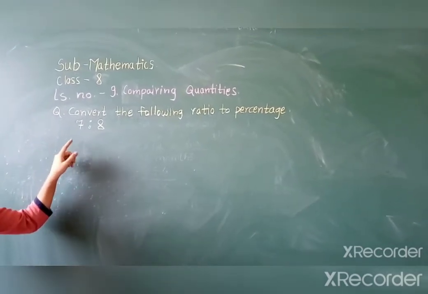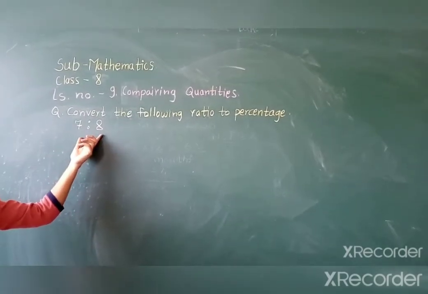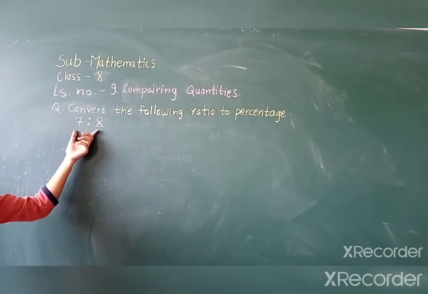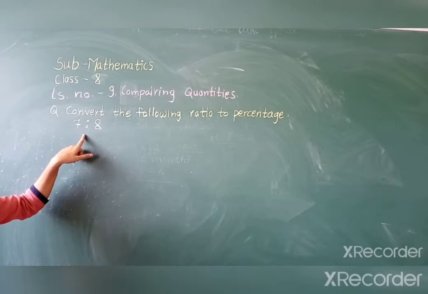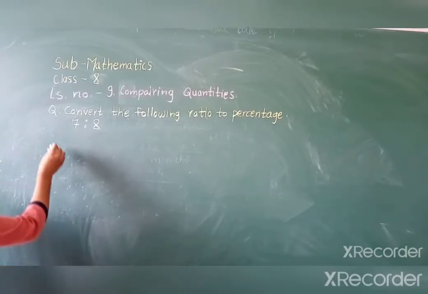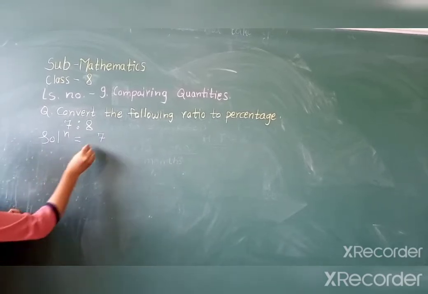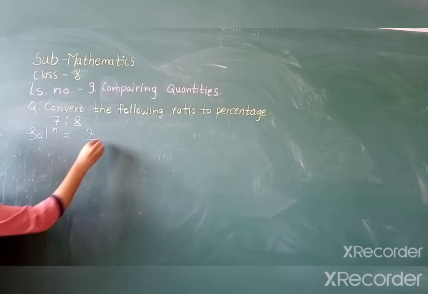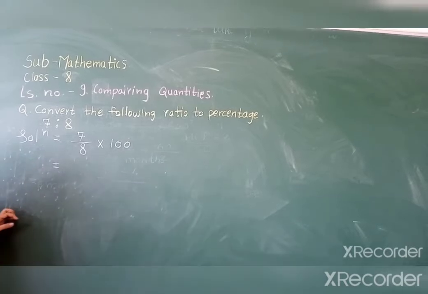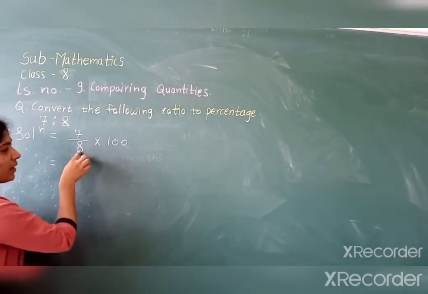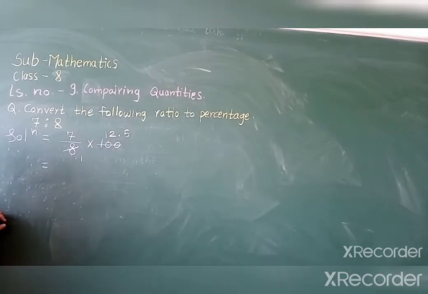Now the next question is convert the following ratio to percentage. Here the ratio given is 7 is to 8. For converting a ratio into a percentage, we have to multiply this ratio by 100. So let's solve this question. Here is the solution. 7 is to 8. We can write 7 by 8 multiplied by 100. And if we find its simplest format, it means 100 divided by 8. So we get 12.5.